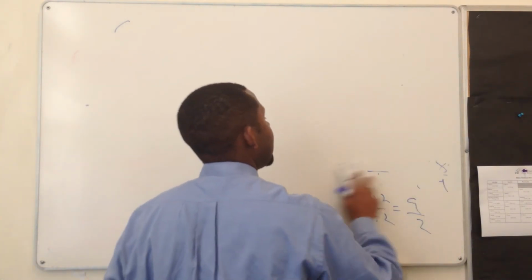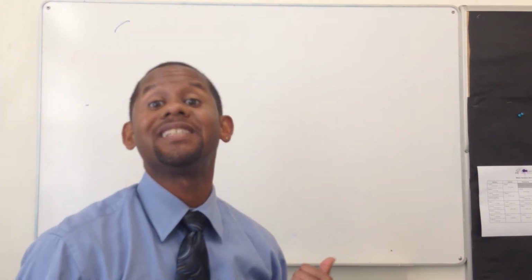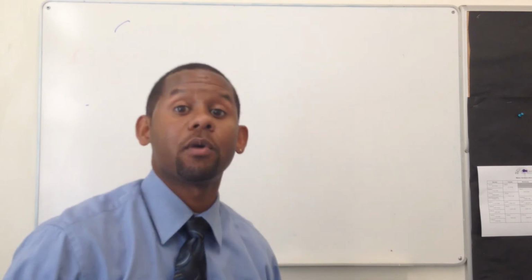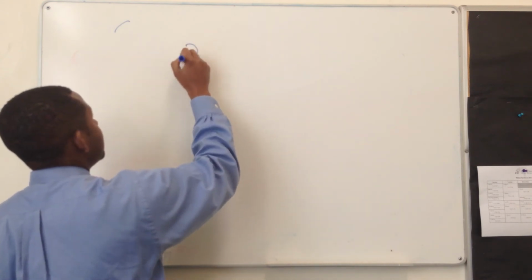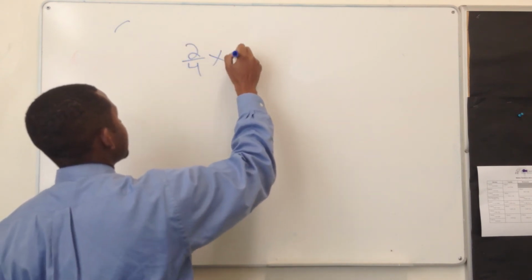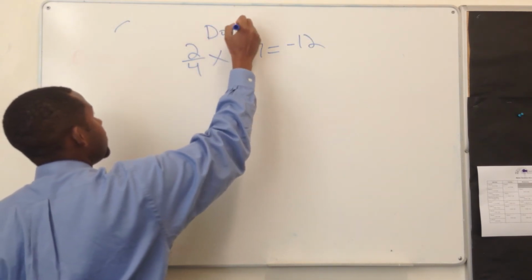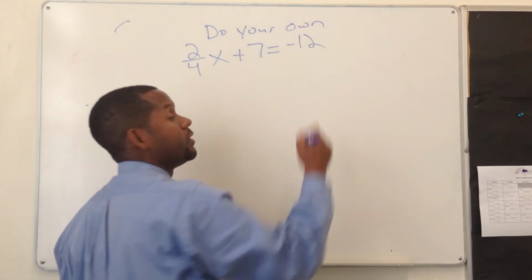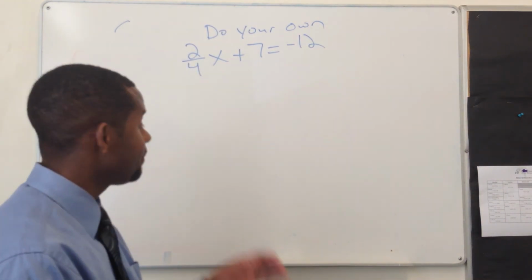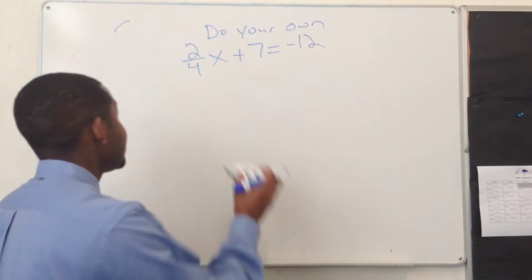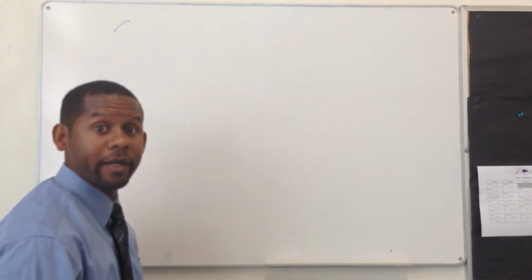Here's one like that I would like you to do on your own. I'm not going to do the answer to this. You're going to do the answer to this, and I'm going to see the answer to this on your work when I look at it tomorrow or Wednesday. It's going to say 2 fourths x plus 7 equals negative 12. This is called do your own. You should finish this one on your paper without me. Okay? So you're going to finish that one. I'm going to be looking for it to say do your own on the paper.